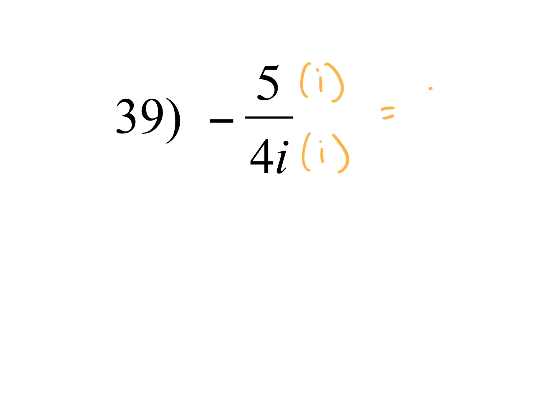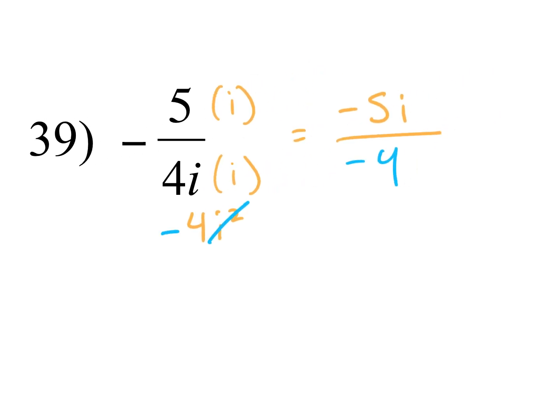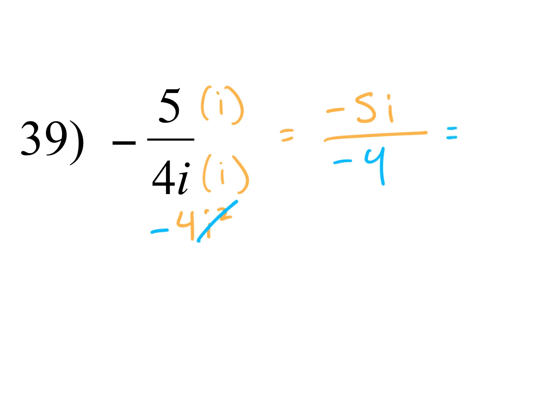So on top, negative 5i. On the bottom, what's 4i times i? Awesome. It turns into 4i squared. The i squared turns into negative 1, so it's negative 4. Can I simplify this a little bit more? What's a negative divided by a negative? Positive. So it'd turn into positive 5i over 4.